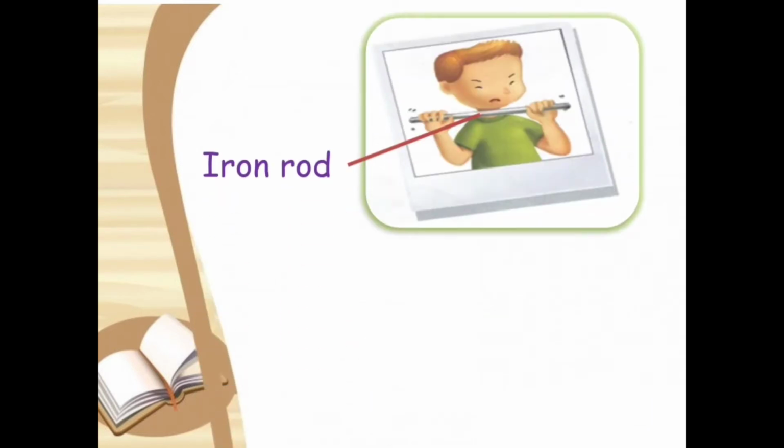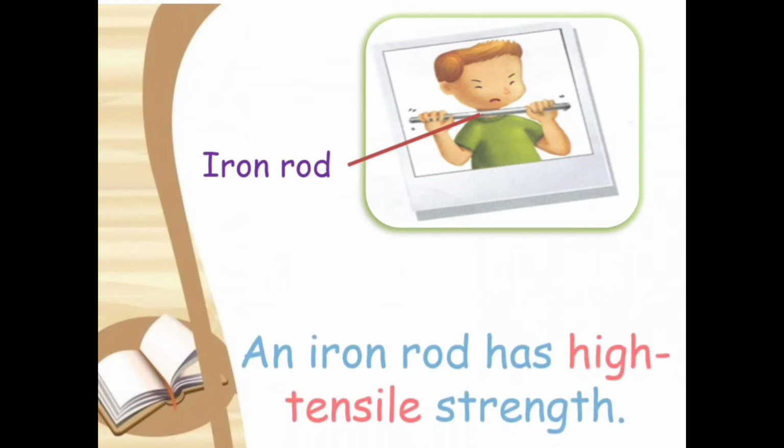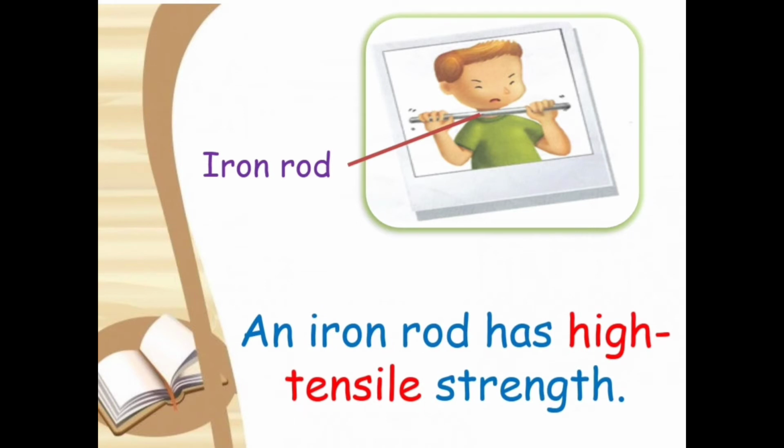What about this picture? The boy is holding an iron rod. So what do you see? Yes, an iron rod has a high tensile strength. It's not easy to break or bend.